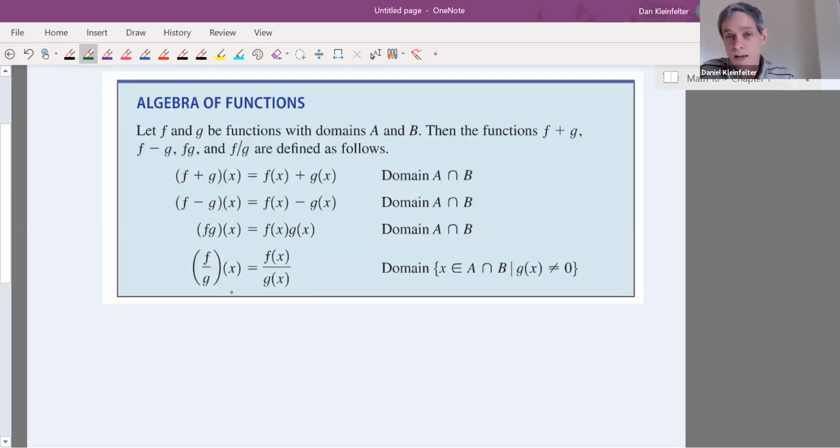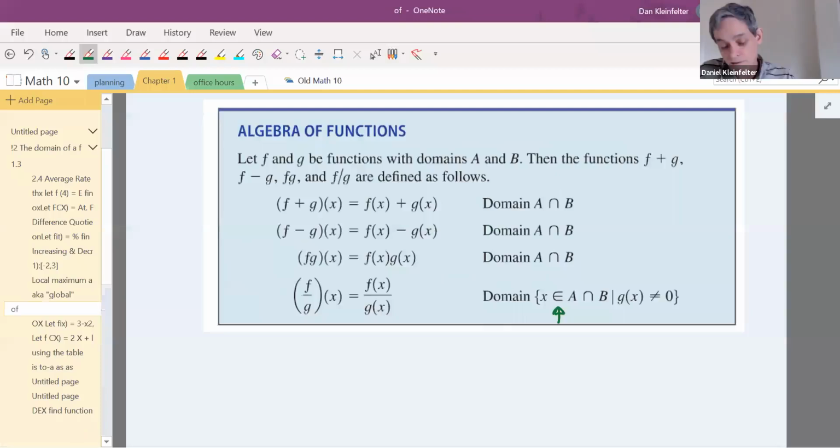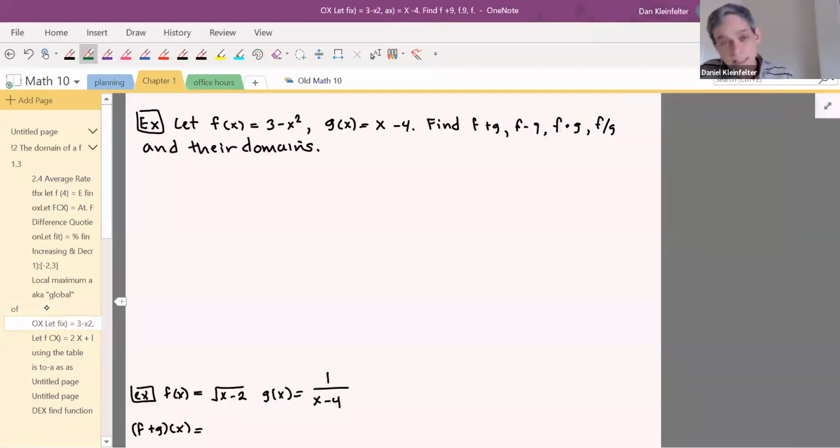For division, we additionally have to be careful to make sure that we're not dividing by 0. This thing that looks like an E, by the way, stands for element of. So this says x is an element of the intersection of A and B, which we had already, and additionally, we need g of x to not be 0. You could think of the domains as basically the domains that we would need in order to have a real number output. Okay, so let's see an example.